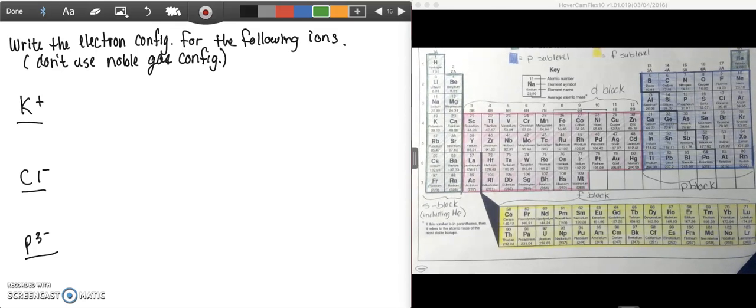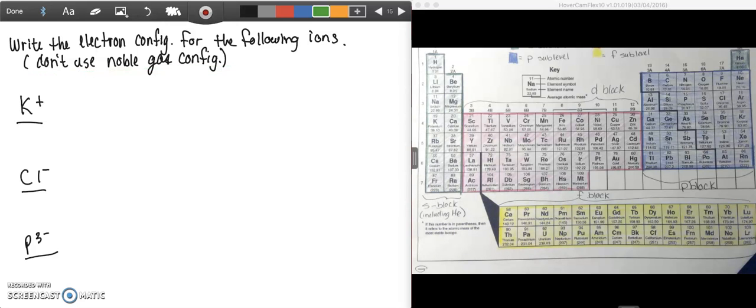In this video, we're going to go over how to write the electron configurations for ions, which are atoms that have either gained or lost electrons. Remember, you can either have a positive or negative charge depending on whether you've gained or lost the electron. So for doing these types of electron configurations, do not use the noble gas configuration. Always write out the full electron configuration.